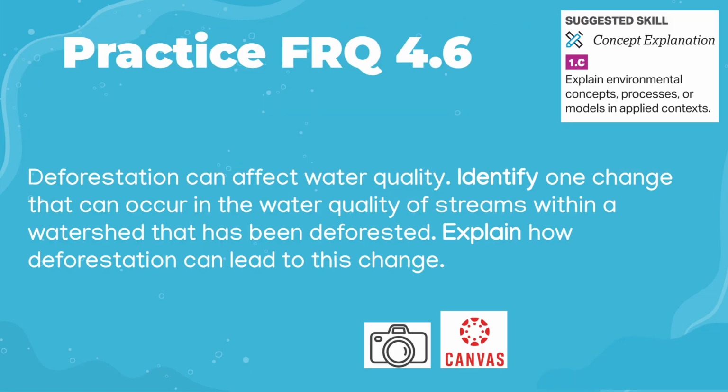Our practice FRQ for 4.6 targets the science skill of explaining environmental concepts, processes, or models in applied contexts. Today's FRQ asks how deforestation affects water quality. Identify one change that can occur in the water quality of streams within a watershed that has been affected by deforestation and explain how deforestation led to this change.